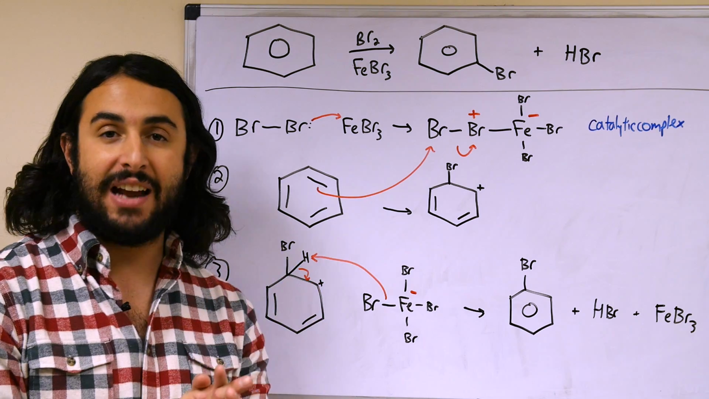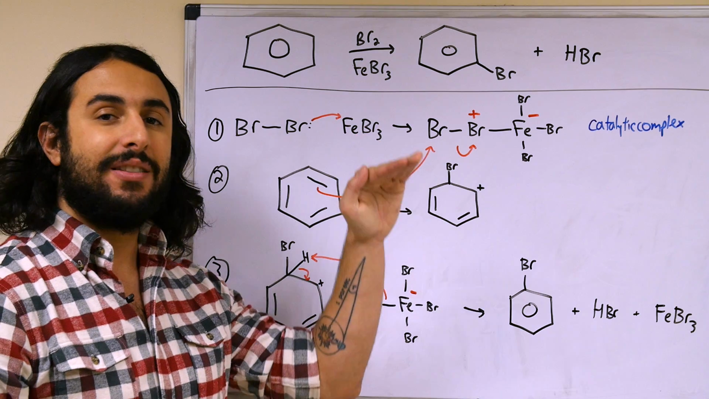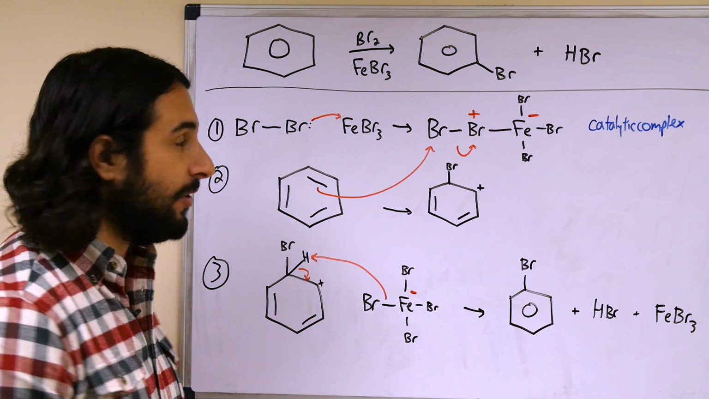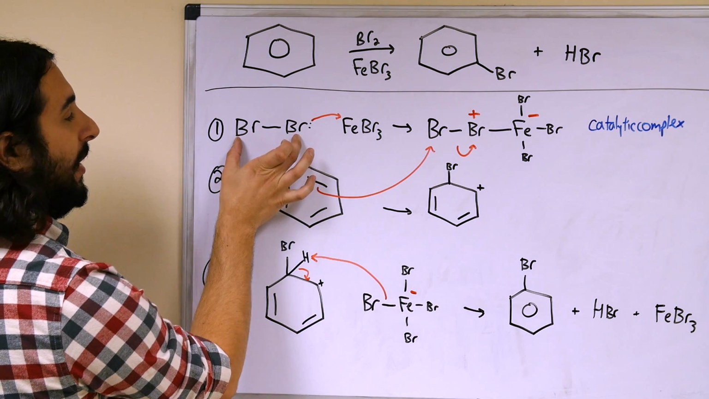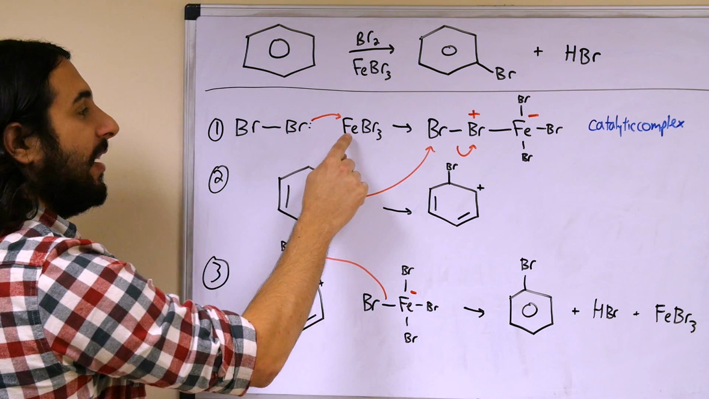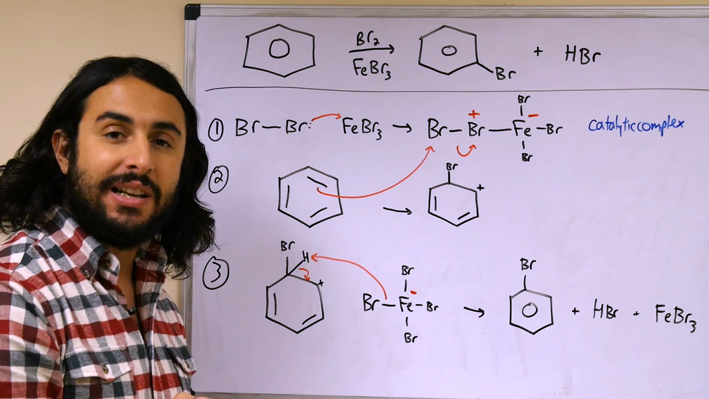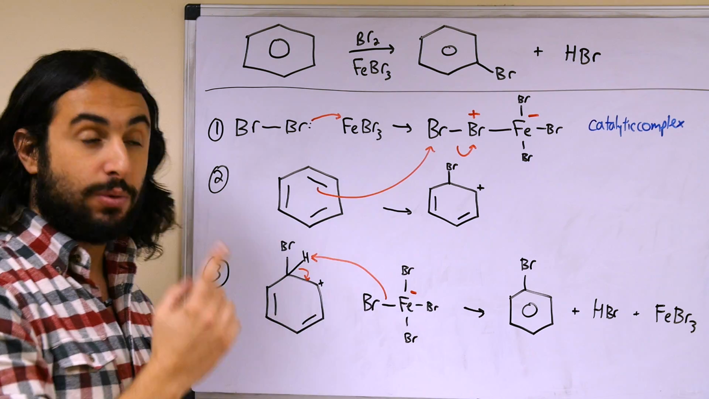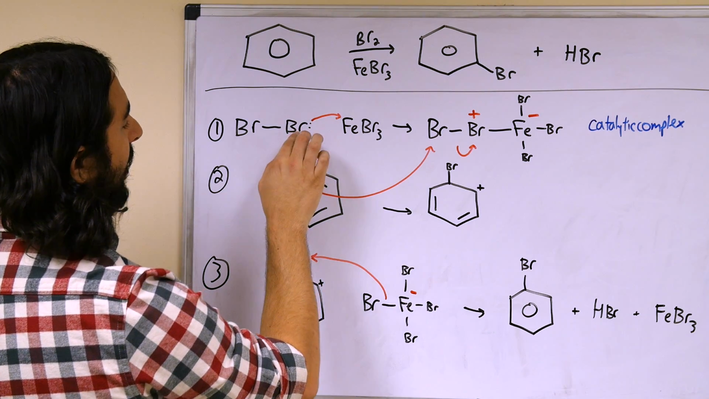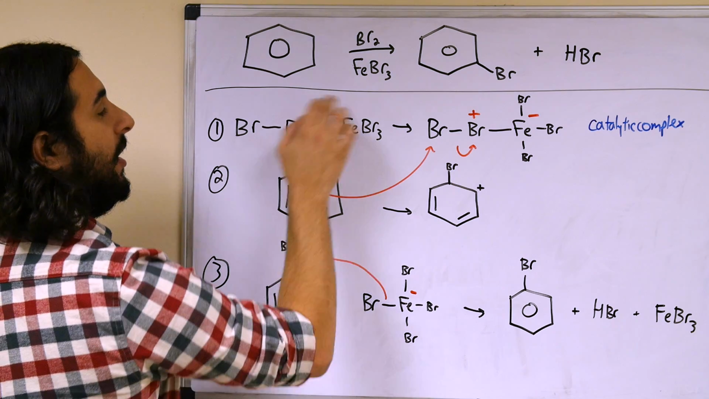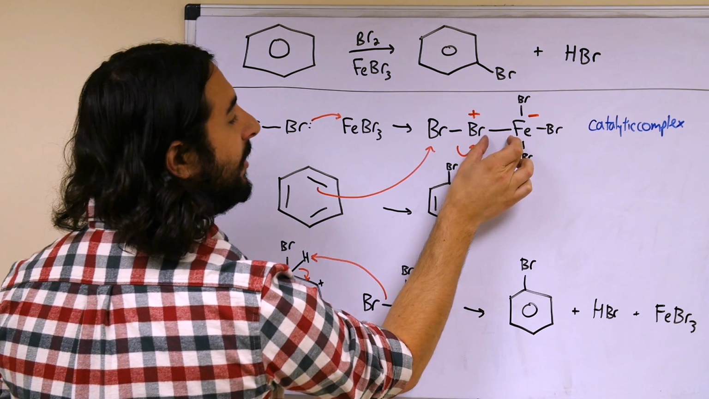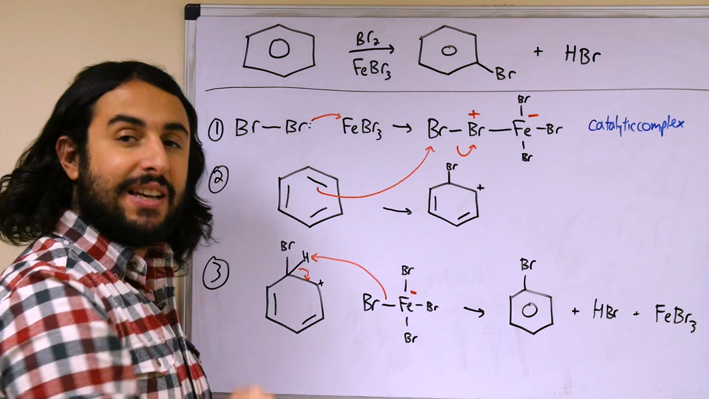Now, if we recall, a catalyst is something that lowers the activation energy of the reaction while not being consumed stoichiometrically in the process. So here we have a molecule of bromine. This is going to interact with the iron tribromide. So this is acting as a Lewis acid because the iron atom is accepting electron density. It's acting as an electron acceptor. That's what makes it a Lewis acid. And so the bromine lone pair here is going to go ahead and coordinate to this iron atom. So we're going to generate a new covalent bond between the bromine and the iron. So this is the catalytic complex.